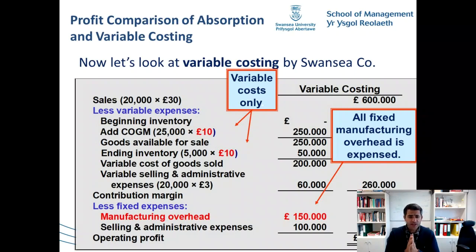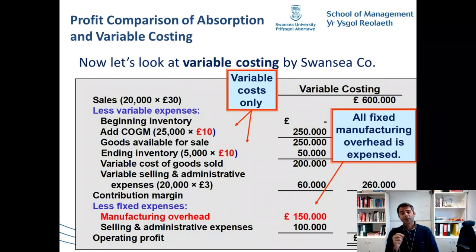So now 25,000 units times £10, that's £250,000. If you minus the closing inventory, which is the 5,000 units, because they produced 25,000 units but sold 20,000 units, so we are left with 5,000 units. So 5,000 times 10 equals 50,000. So 250 minus 50 equals 200,000. That we call the variable cost of goods sold.